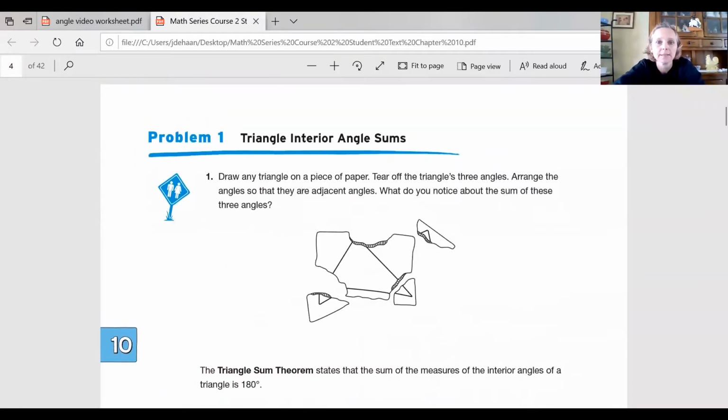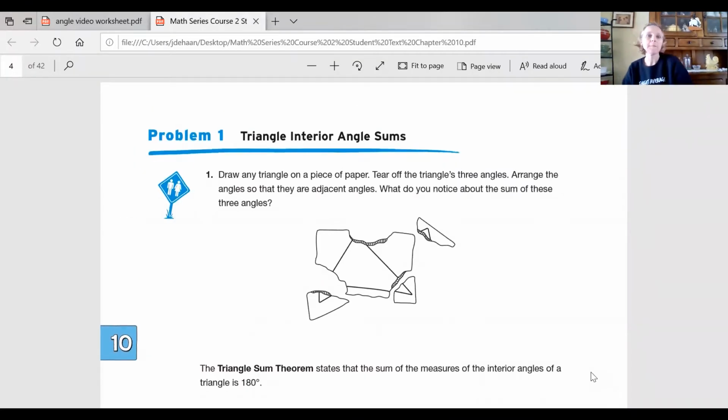To show you how and why this theorem works is easier than just reading a definition about it. It's a nice visual. I'm going to share a screen with you from the old version of our textbook, because it's a nice example. If we look at problem number 1, it talks about the interior angles of a triangle. The word interior just means the angles that are on the inside. It asks us to draw any triangle on a piece of paper.